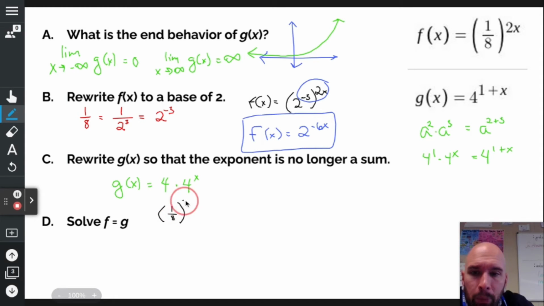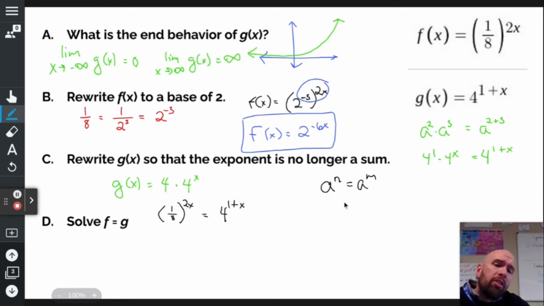1 over 8 to the 2x is f. That's going to equal 4 to the 1 plus x. Now, what I need to do is come up with some kind of equation so that I can make it look like this. Why would I want to make it have the same exact base? Well, if I have the same exact base, like 2, for example, whatever my exponent is going to equal my exponent, and I could just say n equals m. So if I can make these the same exact base, I can make that work.